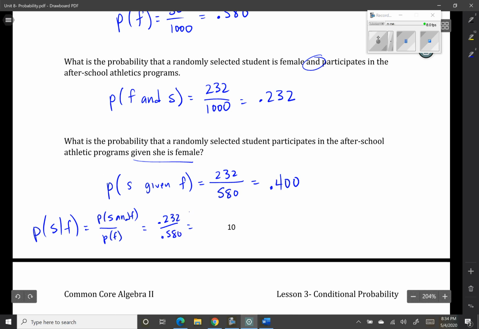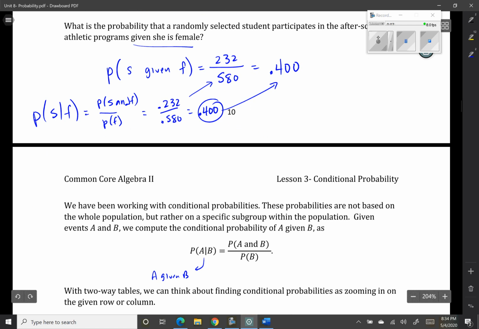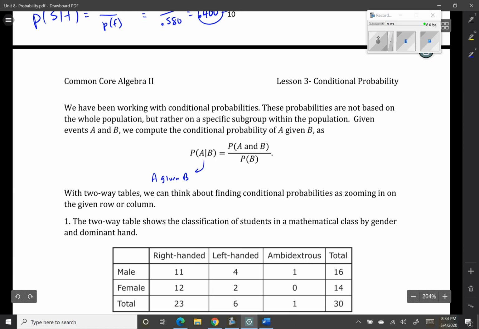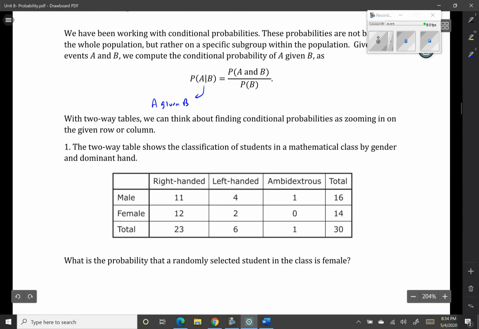Those numbers look eerily familiar to what we found from our two-way table. And if we divide this out, we get the same exact answer. So even though we can do this in the two-way table, we can also do it using our rule. And today our job is to use the rule. We spent lesson 2 doing this without knowing the rule.